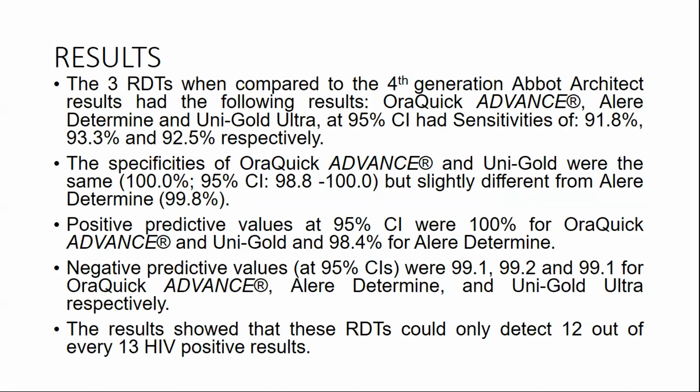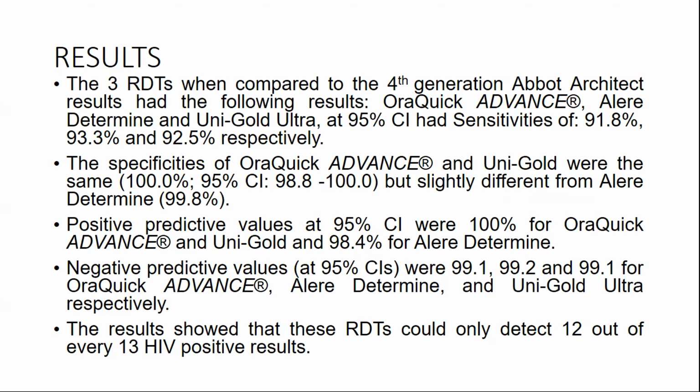These are the results from the study. So the 3 RDTs were compared to the 4th generation Abbott Architect results and had the following results. OraQuick Advance, Alere Determine, and Unigold at 95% confidence interval had sensitivities of 91.8%, 93.3%, and 92.5% respectively. The specificity of OraQuick Advance and Unigold were the same at 100% at 95% confidence interval, but slightly different from Alere Determine, which had 99.8%.